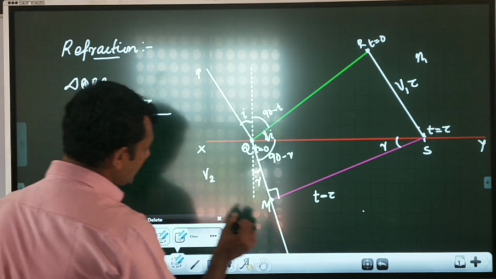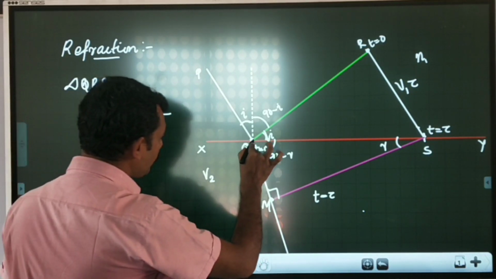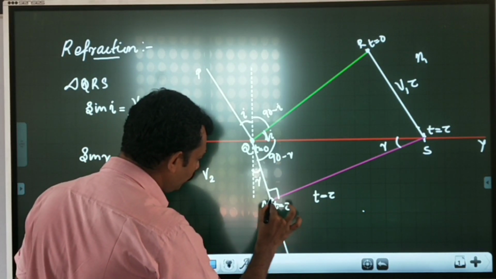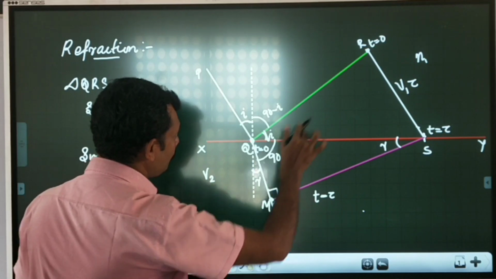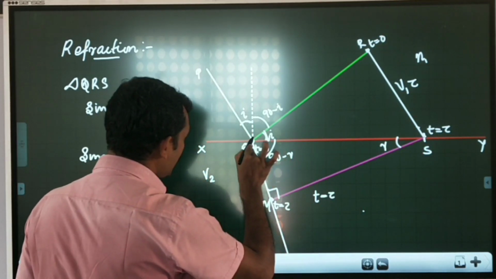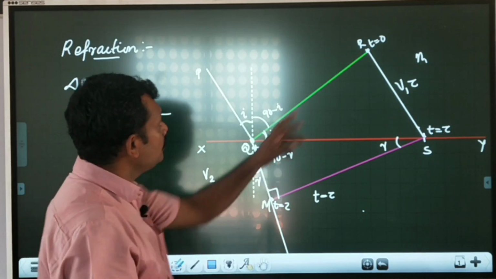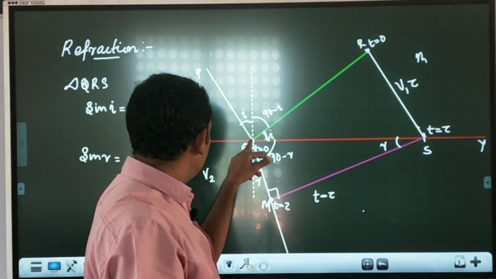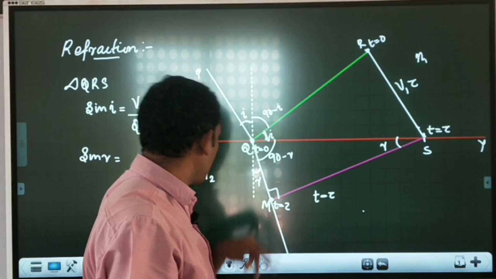One more thing you can say here is about the length QM. This is at t equal to 0, this is at t equal to tau. By the time this moves from here to here, this also moves from here to here as well.